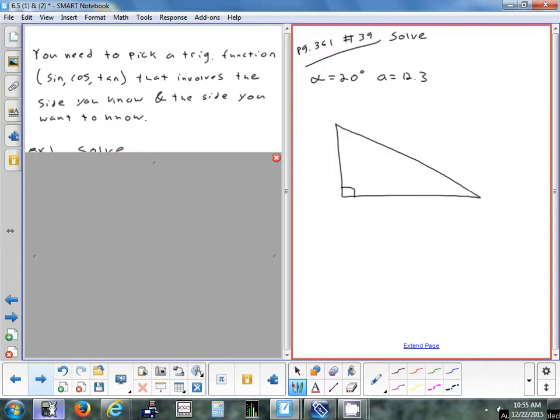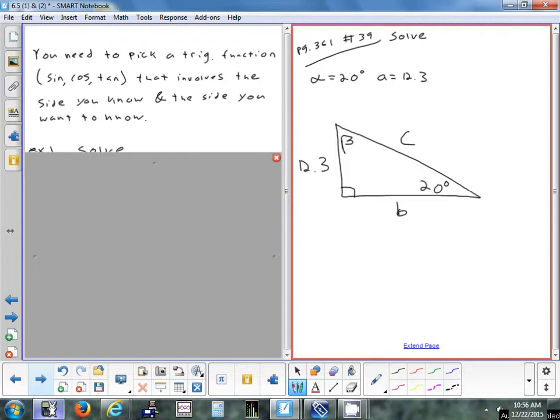And what's the other side we're going to label? B is across from beta. And then C is always your hypotenuse. Doesn't matter how you draw it other than what I just said. So I'm going to put alpha there, which means A is there, B is there, beta has to go there, and C has to go there. There's my 3 pieces of information: the 90, the 20 degrees, and the 12.3.